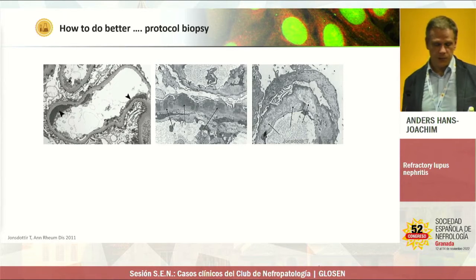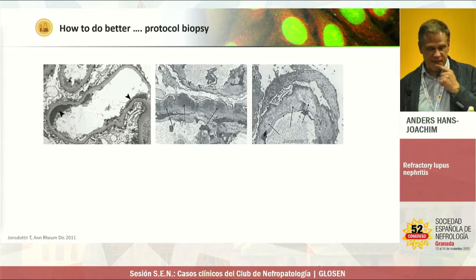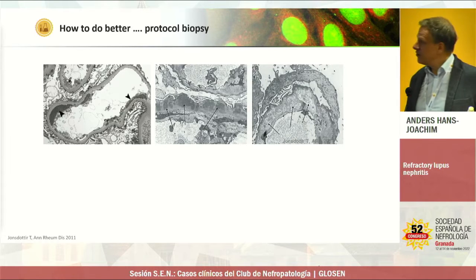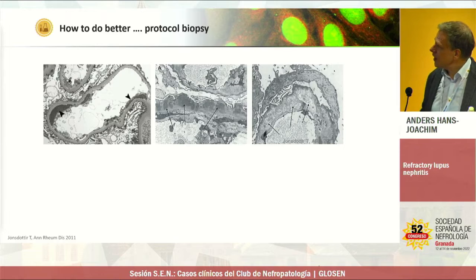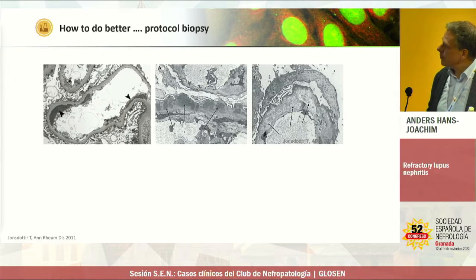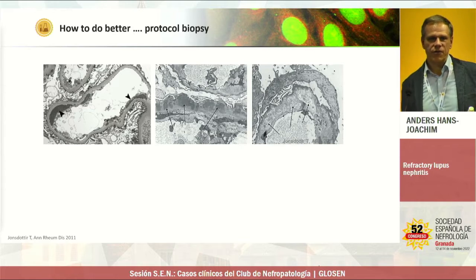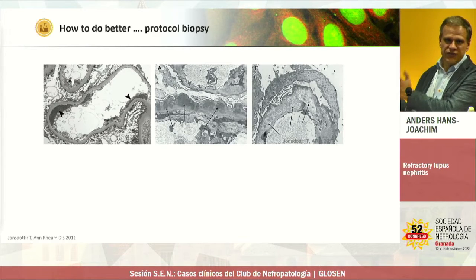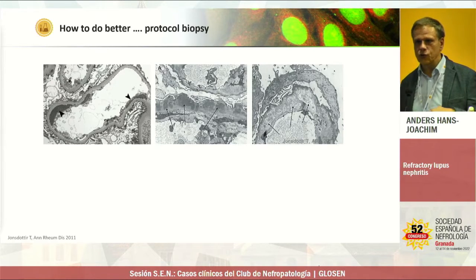This is just one case published 10 years ago in the Annals of the Rheumatic Diseases. A patient with persistent nephrotic syndrome obviously didn't respond to immunosuppressive treatment, so you could call it refractory lupus nephritis. And this was the first biopsy where they had all these immune complexes. Here it was a class 5, so epimembranous deposits of immune complexes. And this was the second biopsy. And what you can see here is that all the immune complexes have disappeared, but the podocytes are still in bad shape. Okay?